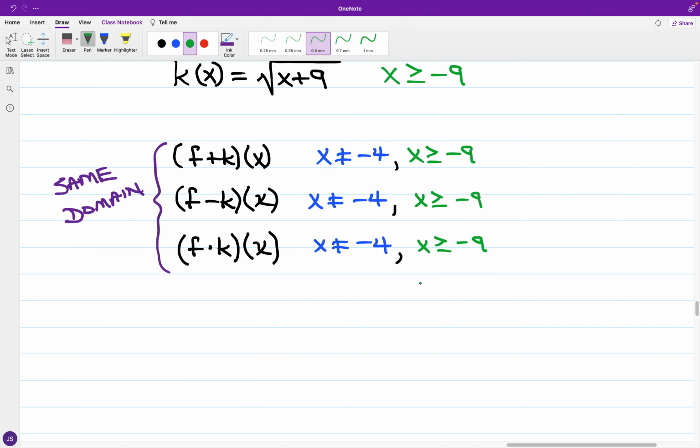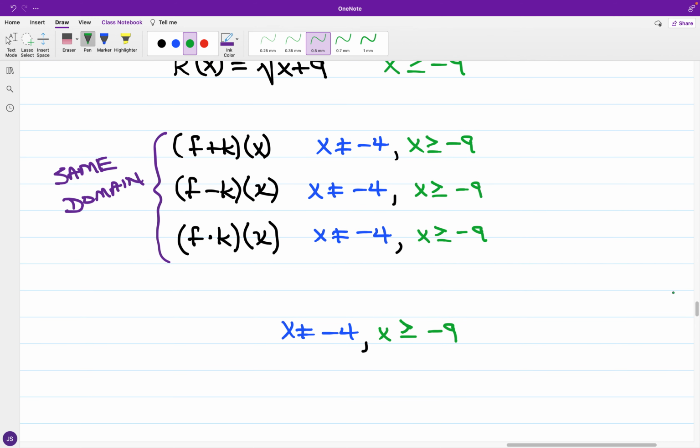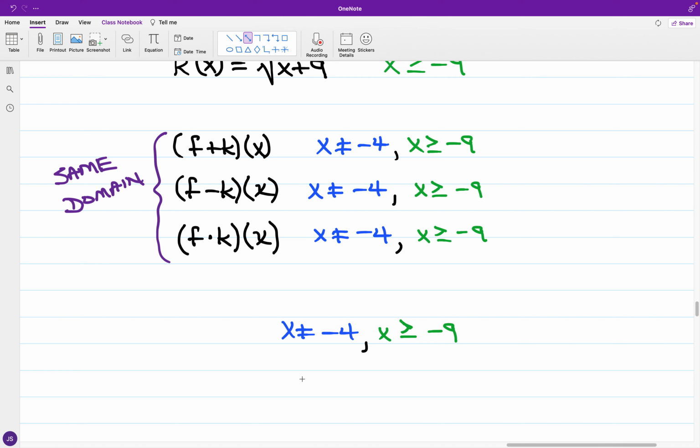Okay, so you've got these two sets of restrictions, and to keep both conditions, that is, the conditions for f of x and k of x, satisfied, you can see what values of x can keep both f of x and k of x defined throughout the operations of addition, subtraction, and multiplication. So just looking at what we have from a visual perspective.